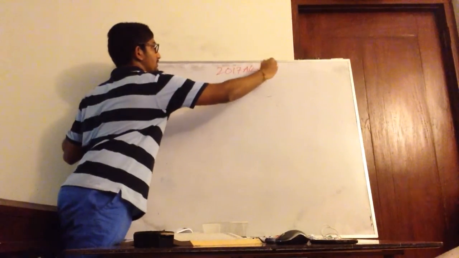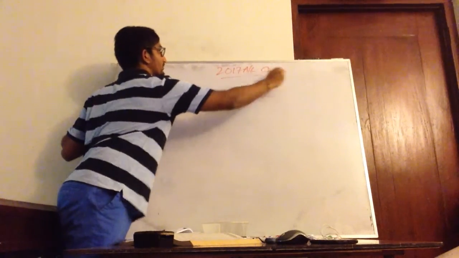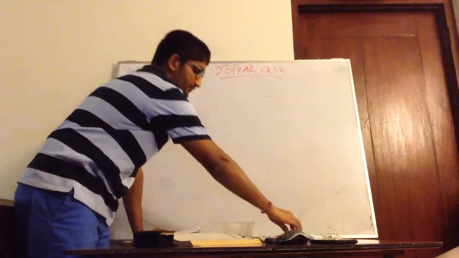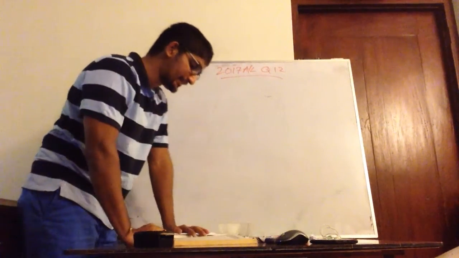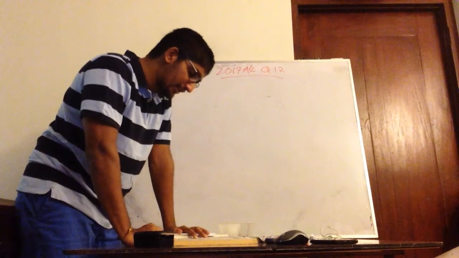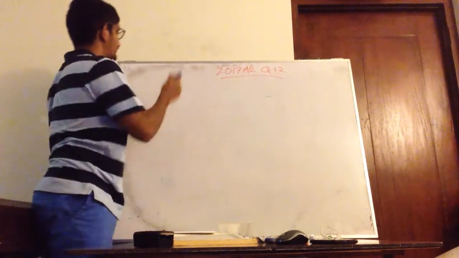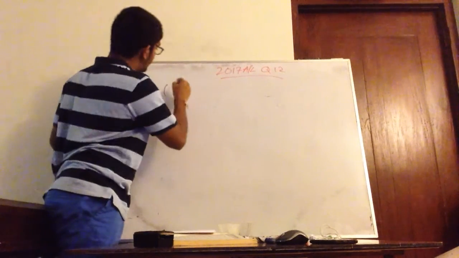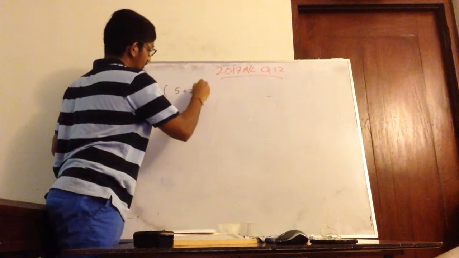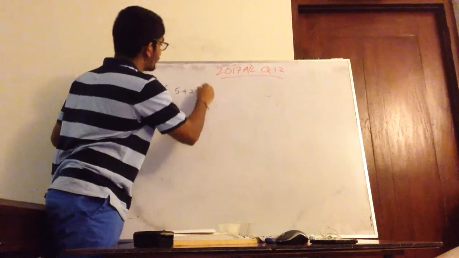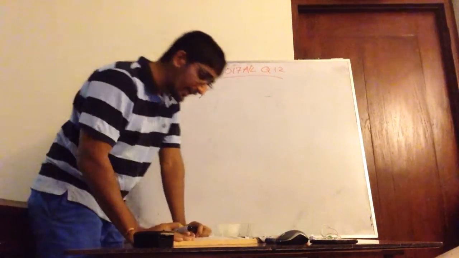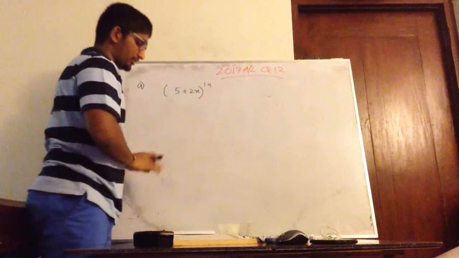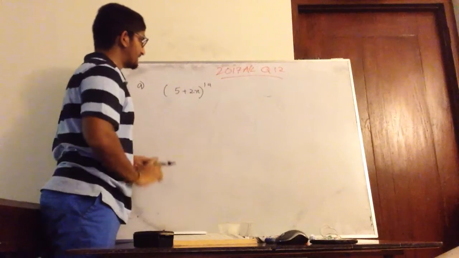2017 A-level question number 2. So what does it say? This says, first of all, write down the binomial expansion of (5 + 2x)^14 in ascending powers of x, right? So how do you write this down?